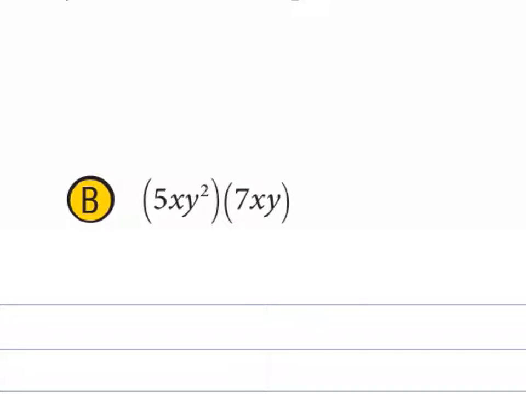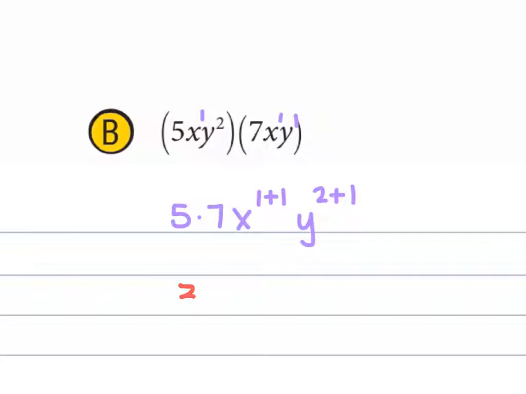If we look at b, we have 5xy squared times 7xy. So we're going to multiply the 5 times the 7. The x is raised to the first power on both terms, so we're going to add the 1 and the 1. And the y, we have a second power and a first power that we're adding. So the 5 times 7 is 35. The x to the second, y to the third.